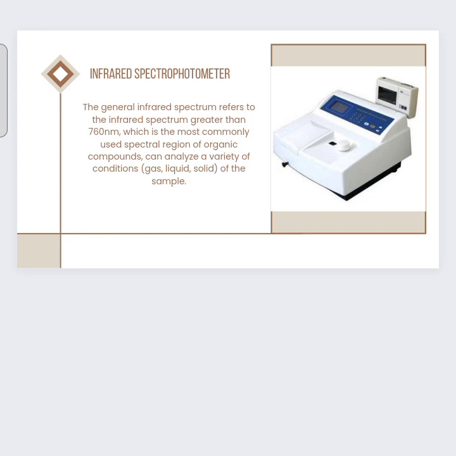Infrared spectrophotometer. Generally, the infrared spectrum refers to the spectrum greater than 760 nanometers, which is the most commonly used spectral region for organic compounds. It can analyze a variety of sample conditions: gas, liquid, and solid.